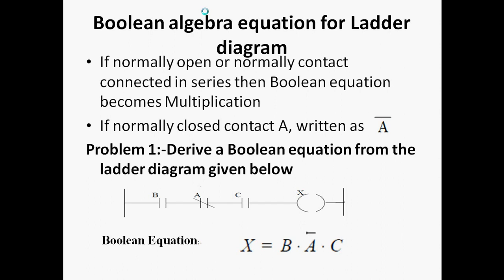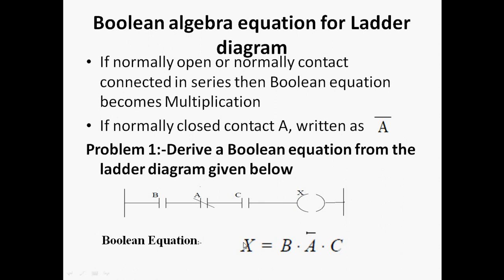First of all, we discuss this problem. We already have the circuit given: B is normally open, A is normally closed, and C is normally open, and X is your output. This is the first rung, and we are creating the first equation. B, A, and C are in series, and the switches are like this: B is normally open, A is normally closed, C is normally open, and X is your output.